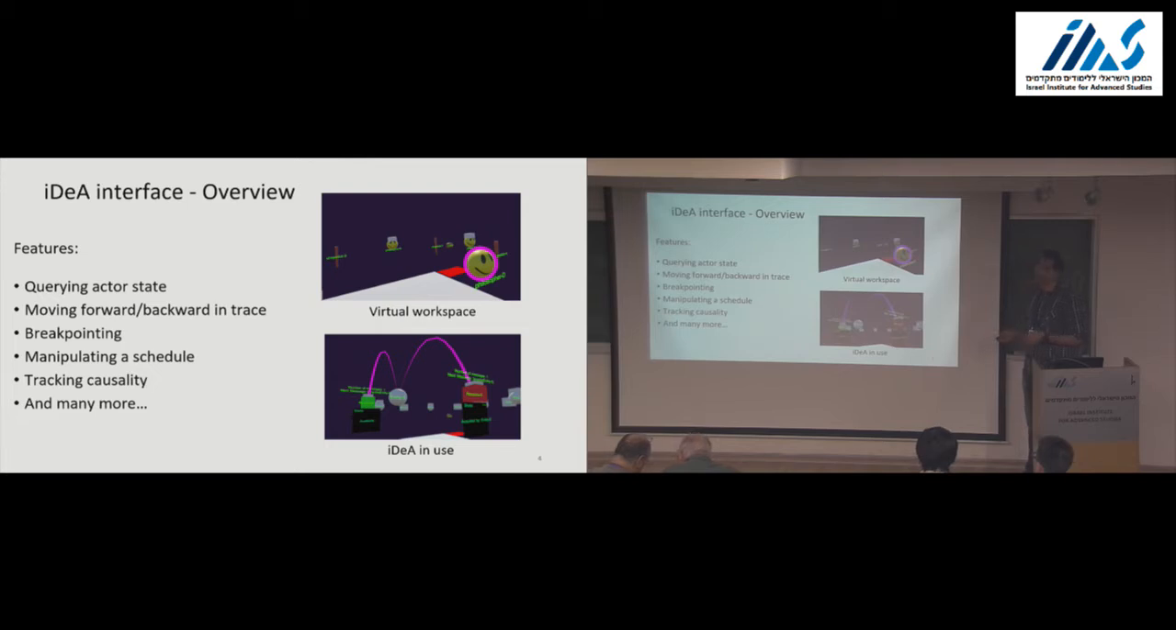You could query an actor state, so you could just point at an actor and ask what its state is. You could move forward and backward in the trace, so you could move a few steps back and look at the trace again so as to comprehend it better.